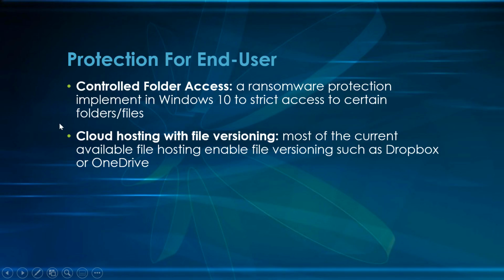Another option is using cloud hosting, OneDrive, Dropbox. All of these cloud services provide file versioning, which allows you to revert to an older version. And if the malware encrypts all your files, you can revert your whole Dropbox folder or your OneDrive folder one step back and make sure that you have all the files back again.